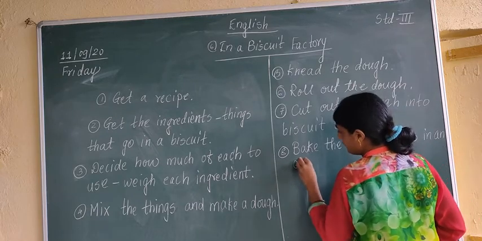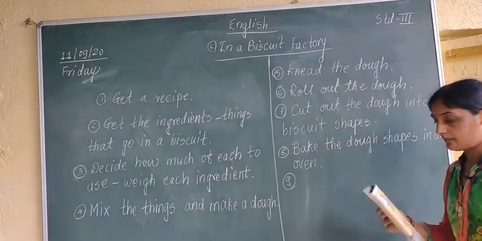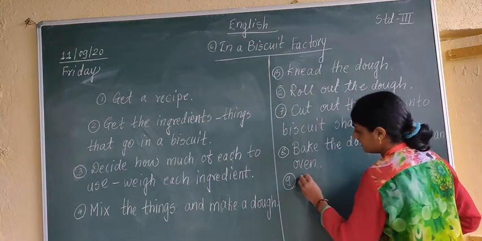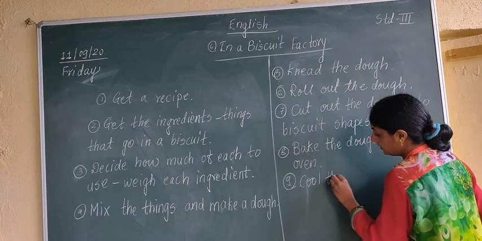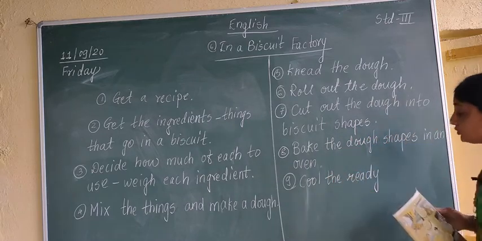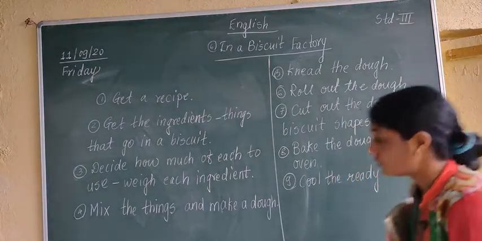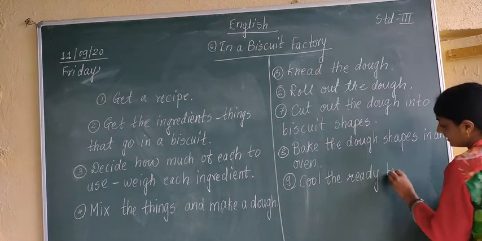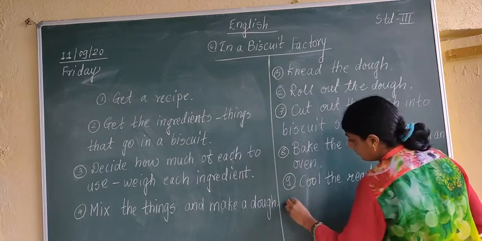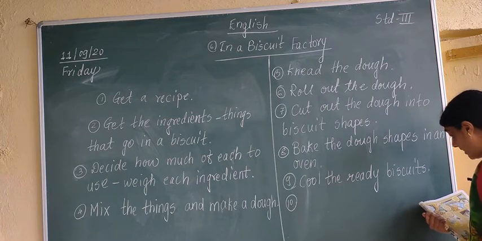Where do you have to bake? You have to bake them in an oven. There are big ovens in the factories, not small ovens like we have at home, okay. After that is the ninth point, cool the ready biscuits. The biscuits which are ready in the oven, you have to remove them, and then cool those biscuits. Next one is the 10th point: see if the biscuits are done, if they are baked properly.